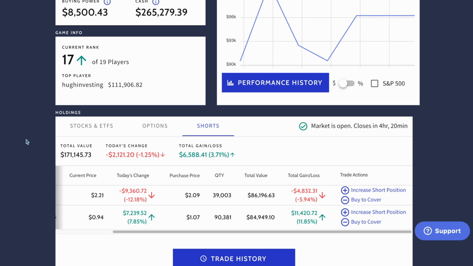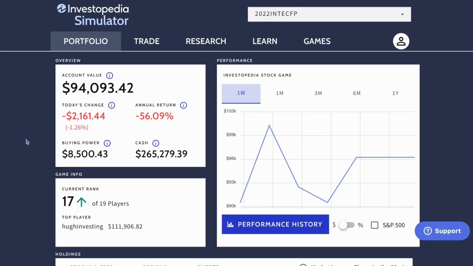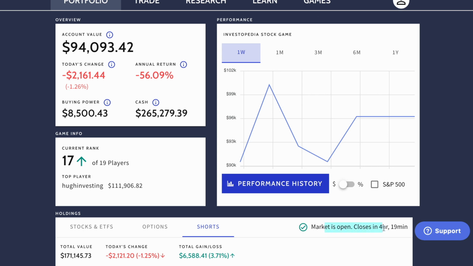Okay, so after we have shorting, let's check the performance stats over here. By the way, you can see over here it says market open closes in 4 hours 19 minutes. The market is open starting from 9:30 p.m. and closes at 4 a.m. And anywhere between that time you can make orders or trades.